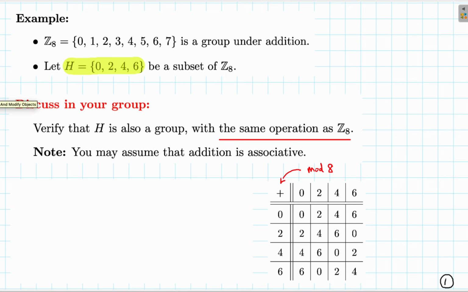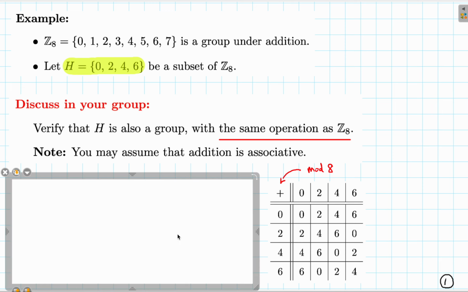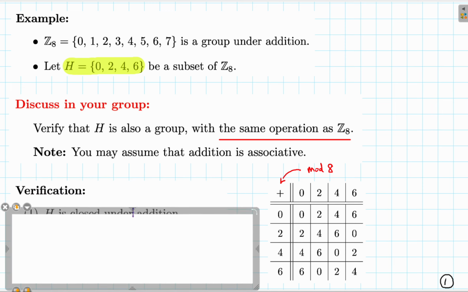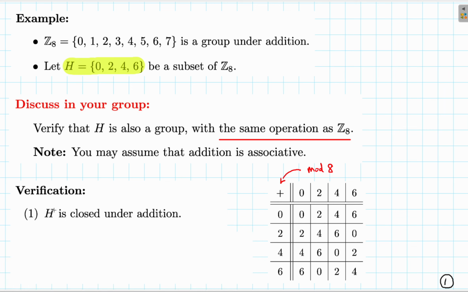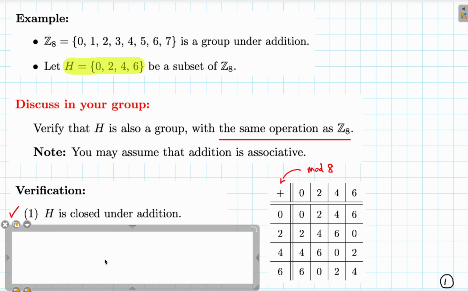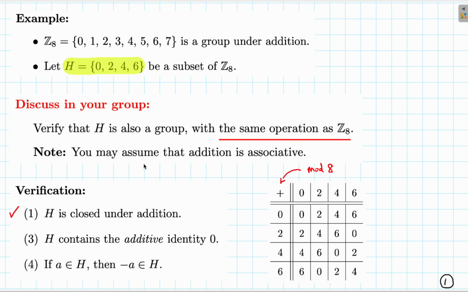And let's just go through the group properties. So is H closed? Well, we can see that right away because all the sums that we get are either 0, 2, 4, and 6. So what happens in H stays in H. So that's a check. You can put a check mark next to that. And let's just reveal the other ones. We're going to assume that addition is associative, so let's skip that.